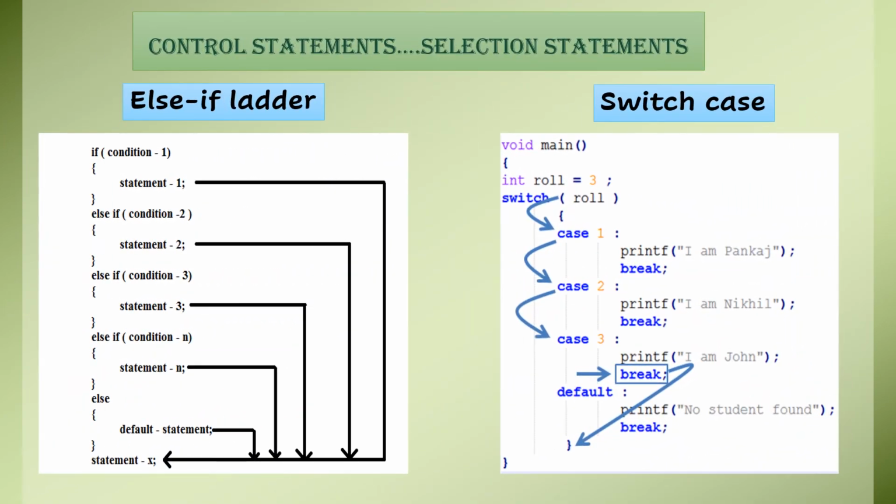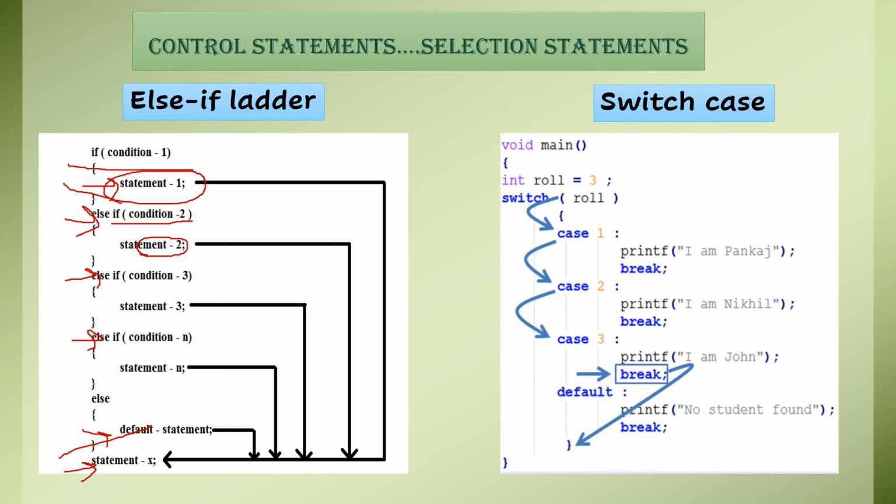Now else if ladder. That means if this condition is true, then the control will go to this. If this condition is not true, then this block will be checked. And if this block is true, then this will execute. And if this block is false, then the control will jump to the next ones. If all of the above are false, then this. And after each and every block, like if this condition is true, after statement 1's execution the control will not go to the other else parts, rather it will jump directly to the end of the if.